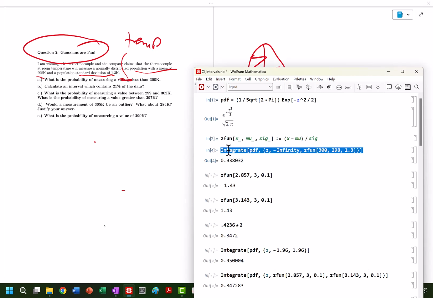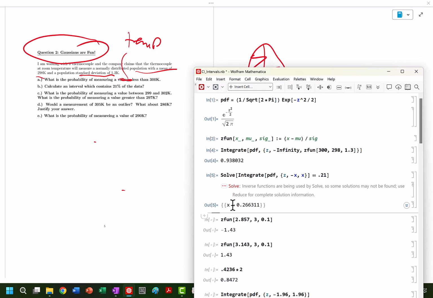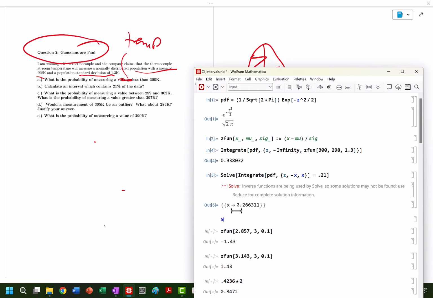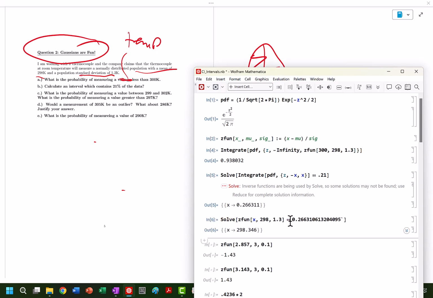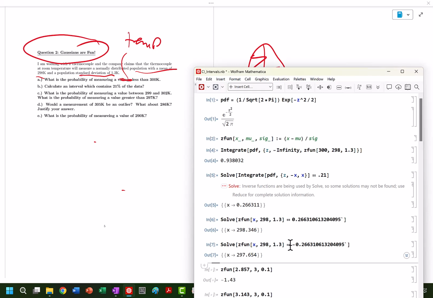Calculate an interval which contains 21% of the data. So now what we have to do is we're going to go ahead and say solve. When does the integral from minus x to x equal 0.21? And that'll give me a Z function. So now I'm going to solve for x with mean 298 and standard deviation 1.3. Solve when this equals plus and minus this Z value to give us 21%. So 298.344, very tight. And then minus, that will contain 21% of my data.